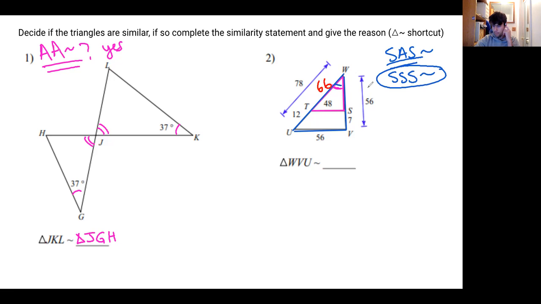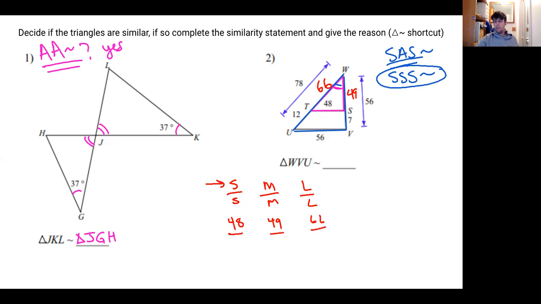And then 56 minus 7 is 49. So this side over here is 49. Okay. So now I'm going to use the method of doing short over short, medium over medium, long over long. And I'm going to use my smaller triangle on top and my bigger triangle on the bottom. So for the smaller triangle, my shortest side is 48. My middle side is 49. And my longest side is 66.